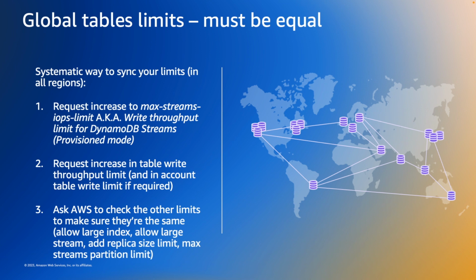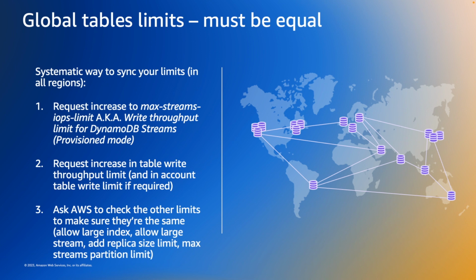There's a couple of them called allow large index, allow large stream, allow add replica size limit, and max streams partition limit. You can just say, hey, check like the first two of these, allow large index and allow large stream. If you've ever had these increased, you probably know. You must be a very large customer with thousands of partitions in a single table for those limits to apply.